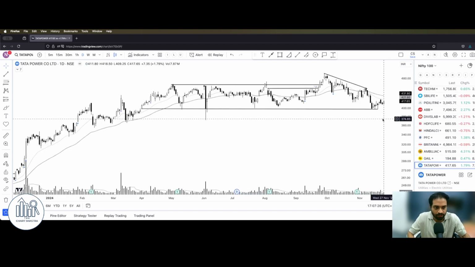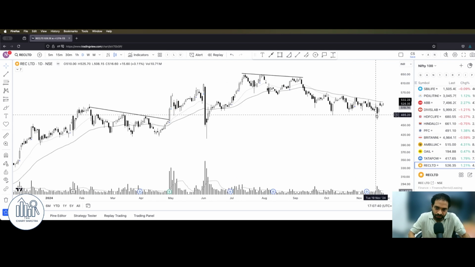Tata Power again has been trading in the range for a very long time. As of now, nothing interesting is going on in the Tata Power chart. Let's see if this breaks out and comes out of this range. That would be very interesting to watch. REC is almost similar to PFC, doing nothing. So let's not waste time here.